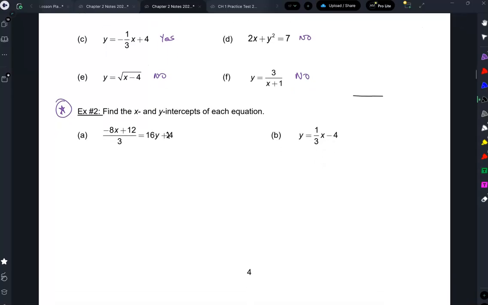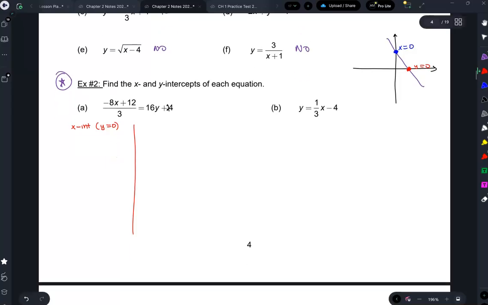Okay, so listen. If you have a function or a graph, this is the x-intercept. At that point, what's the value of y? 0. This is the y-intercept. What's the value of x? 0. So here, let's find the x-intercept. We're going to make y 0. We're going to plug in 0 for y.